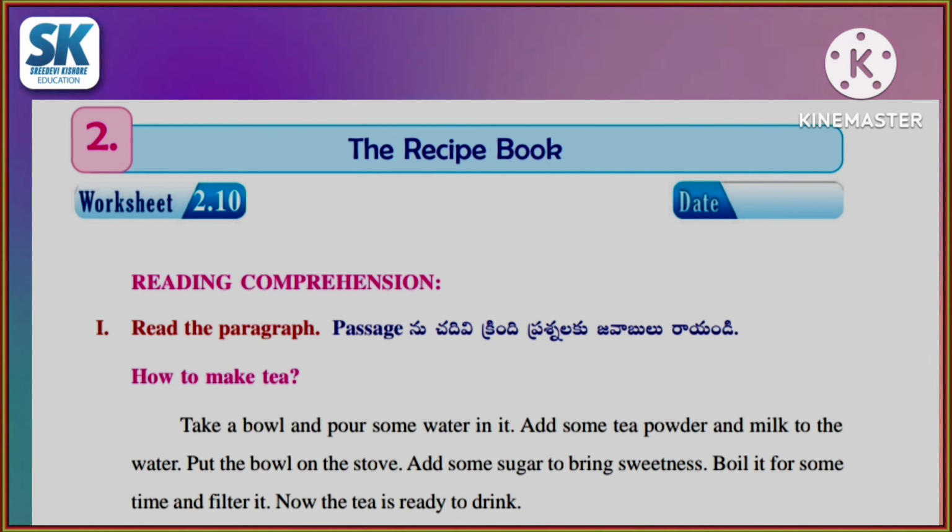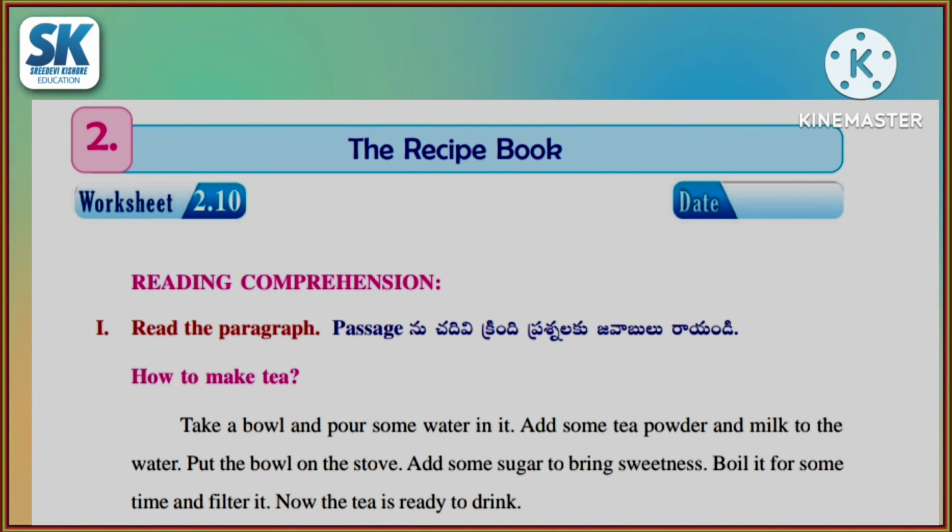Reading comprehension. Read the paragraph. How to make tea. Take a bowl and pour some water in it. Add some tea powder and milk to the water. Put the bowl on the stove. Add some sugar to bring sweetness. Boil it for some time and filter it. Now the tea is ready to drink.